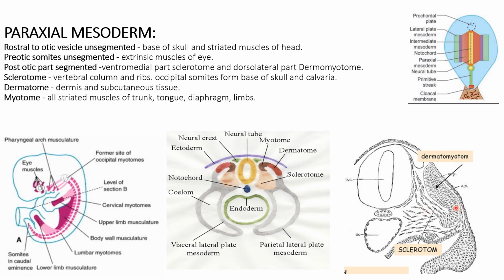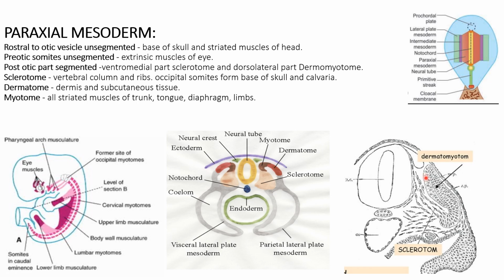Now coming to the dermatome. The dermatome is lying dorsolaterally, just beneath the surface ectoderm. We know that the surface ectoderm gives rise to the epidermis. Now this dermatome is lying beneath the epidermis, so it will give rise to the dermis and subcutaneous tissue. Now medial to it there is the myotome. This myotome will give rise to all the striated muscles of the tongue, trunk, diaphragm and limbs.